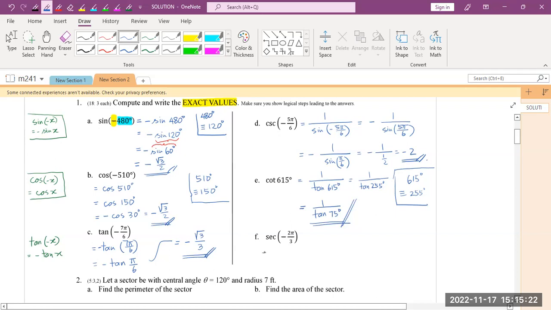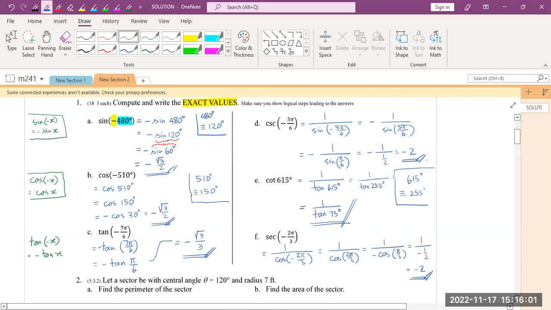How about secant of negative 2 pi over 3? Let me rewrite that into cosine first. 1 over cosine of negative 2 pi over 3, which is, cosine of a negative angle is the same as cosine of the positive, so this is 1 over cosine 2 pi over 3. This is quadrant 2, where cosine is negative, and the reference angle is pi over 3. This is 1 over negative of cosine pi over 3, which is 1/2. So this is negative 2.